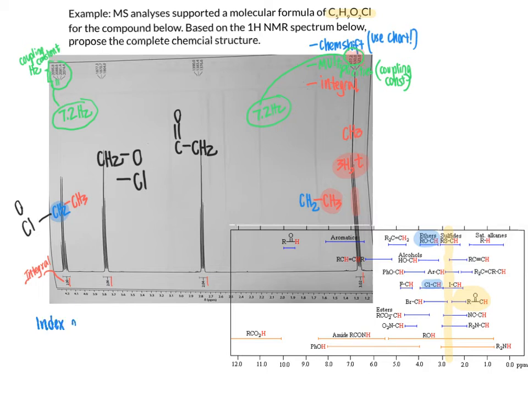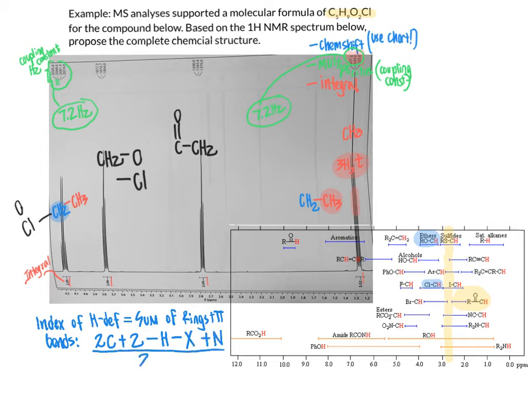So the index of hydrogen deficiency is also known as the sum of the rings plus the pi bonds in the molecule. This is a formula where if we have a structure that has no formal charge, we can use it to determine how many rings and pi bonds there must be by looking at the number and type of atom. So the formula goes: 2 times the number of carbon atoms plus 2, minus the number of hydrogen atoms, minus the number of halogen atoms, X, plus the number of nitrogen atoms, divide all that by 2, and that will give us the total number of rings plus pi bonds in the molecule.